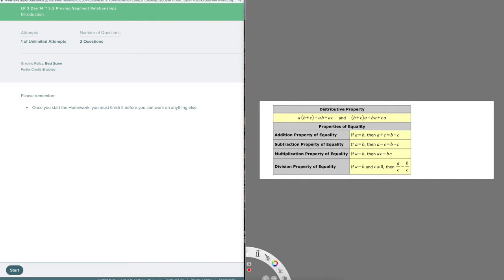The first thing you'll see on your page is the due date. I just don't see it on the teacher preview here. The second thing is the attempts, which we always give unlimited attempts. You can submit this assignment as many times as you would like.